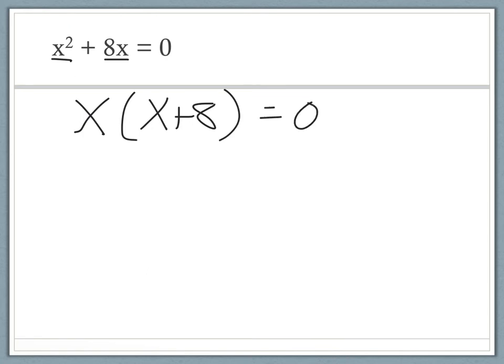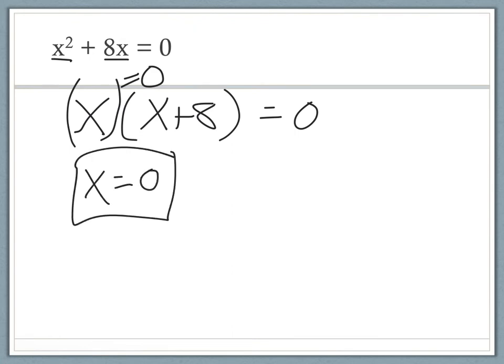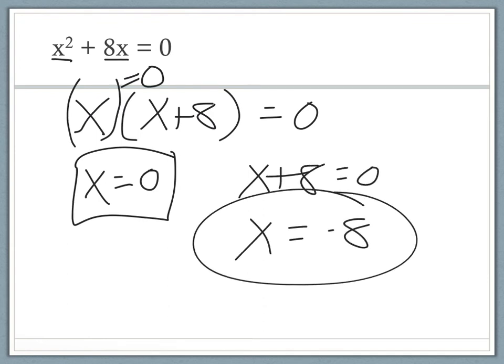Now, this might seem like you're kind of stumped, but think, I just want two things multiplied by each other, which I have x times x plus 8. So now I can already go ahead and set both of these equal to 0. This one's actually pretty quick, because x equals 0. Hey, look, I'm done. And then I have x plus 8 equals 0. So then x is going to equal negative 8. And that's it for that one. There's our two answers for our quadratic.